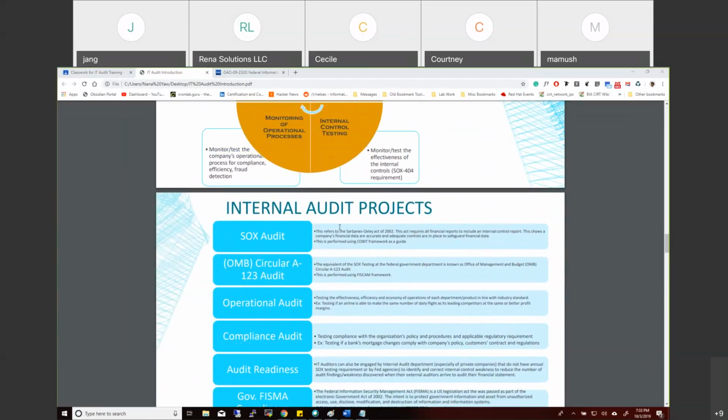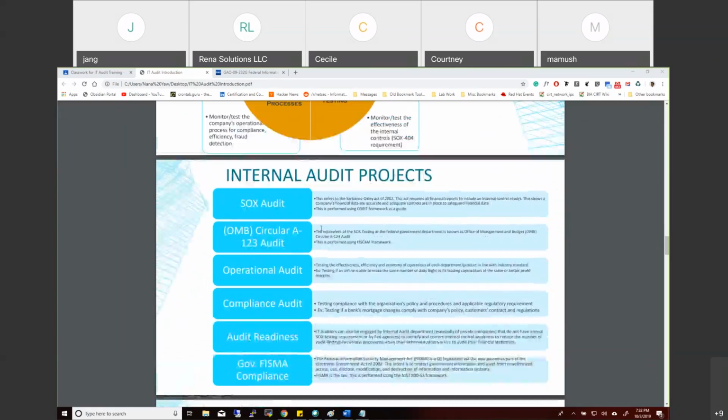So the different types of internal audit projects. The first one we have is what we call SOX audit. SOX is a law, the Sarbanes-Oxley Act of 2002. This was a requirement placed after a lot of fraud happened with a lot of financial institutions, and it requires companies to internally report on their financial performance.